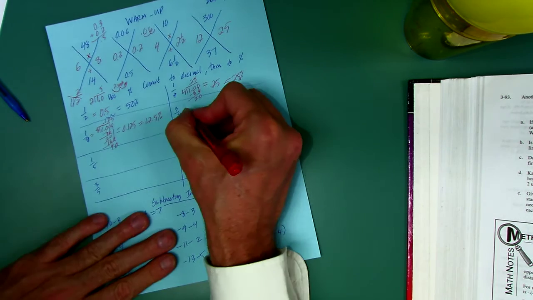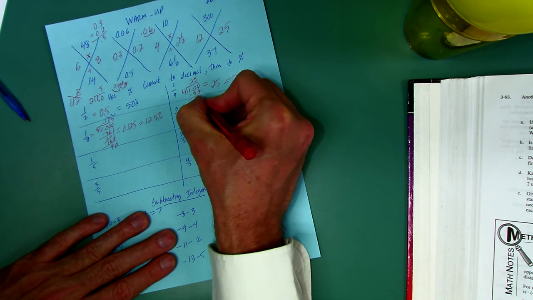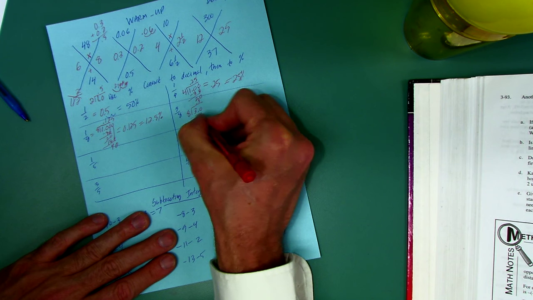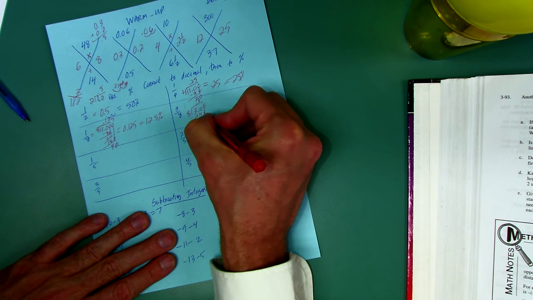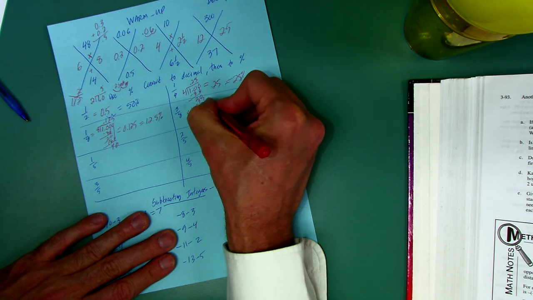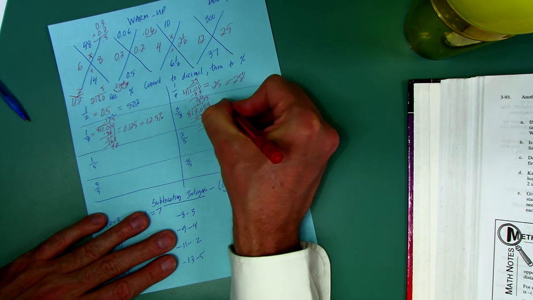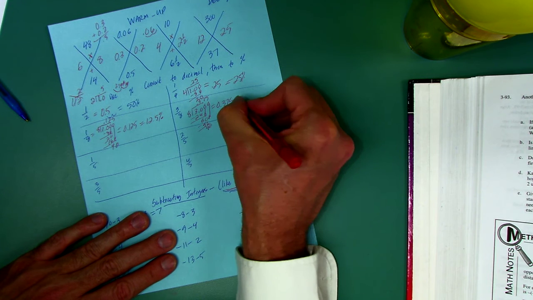3/8. 8 into 3, it won't fit. Add a 0. It goes in 3 times. That's 24. I get a remainder. Add a 0. Goes in 7 times. That's 56. I get another remainder. Add another 0, and it goes into 40 5 times. So 0.375, and that makes sense because check out this.